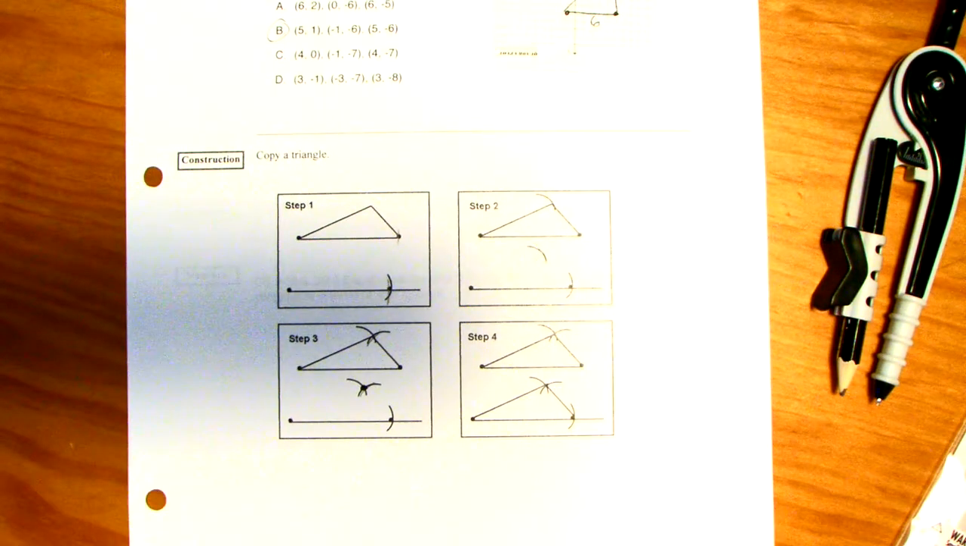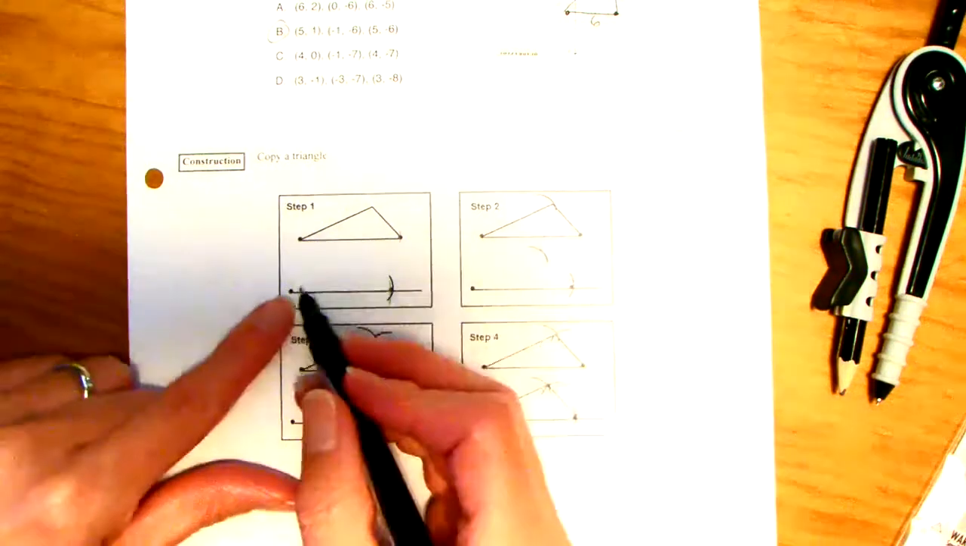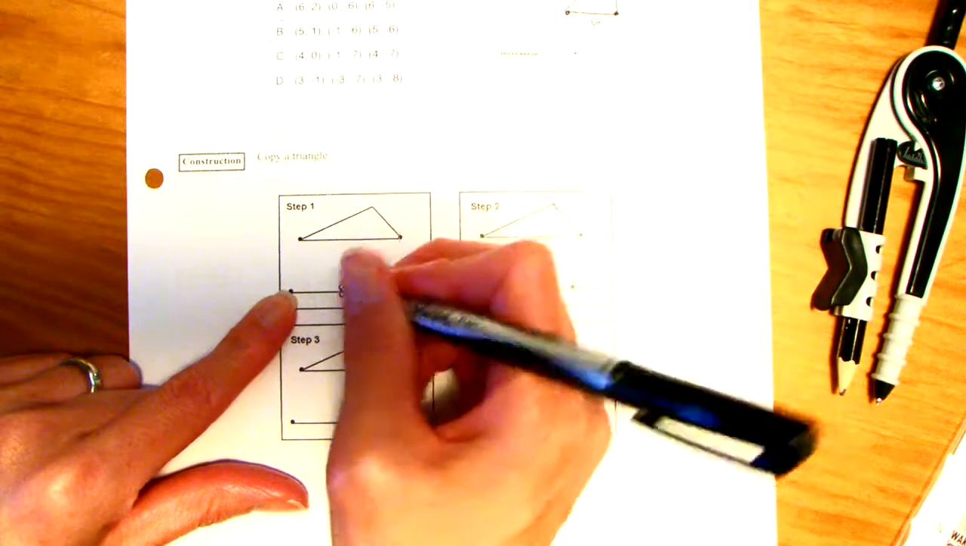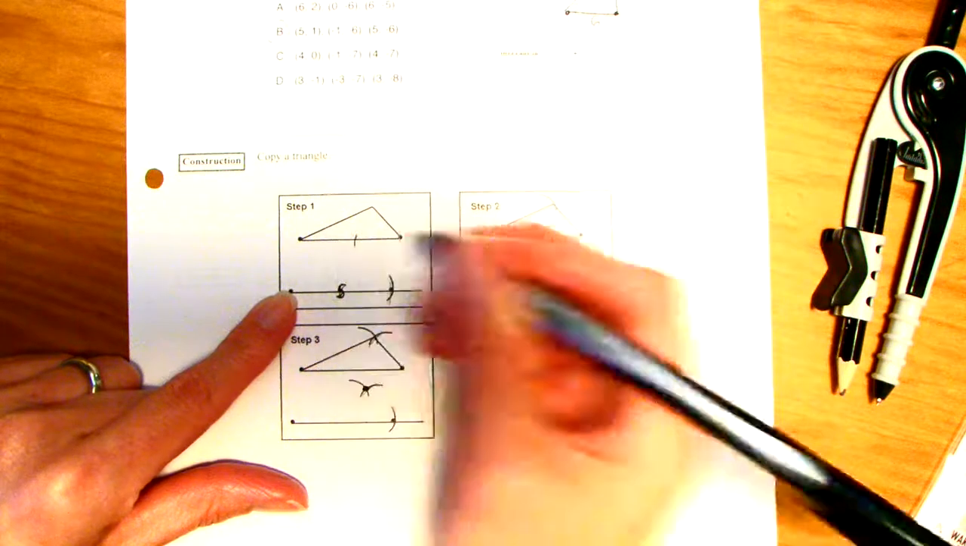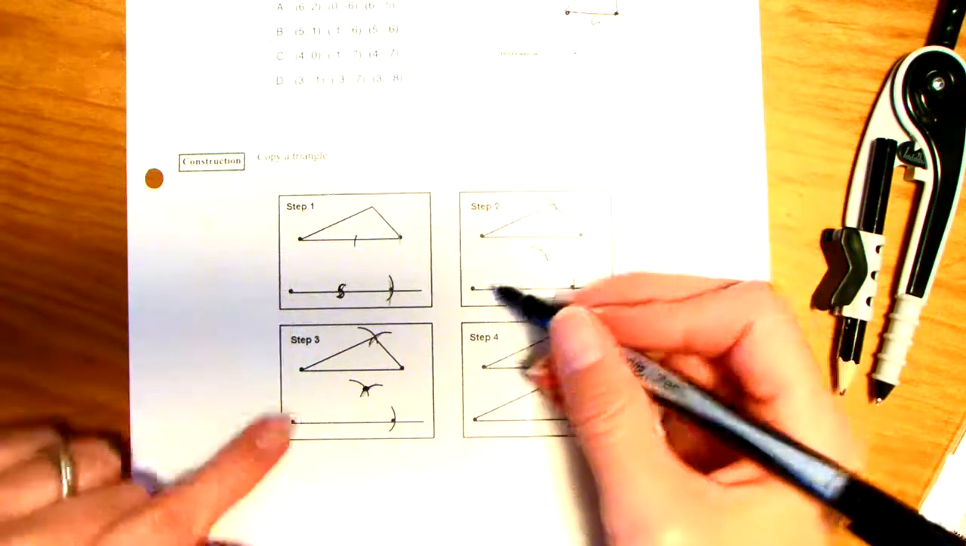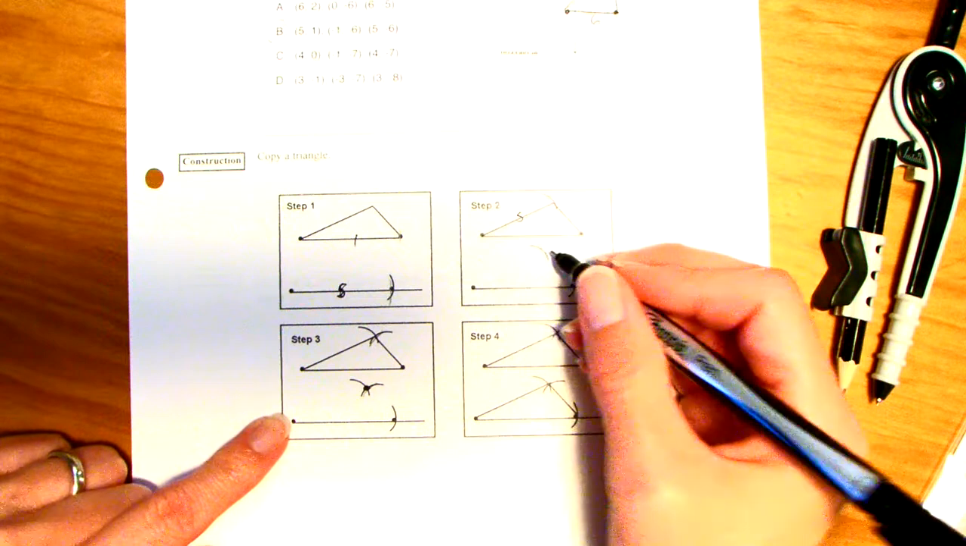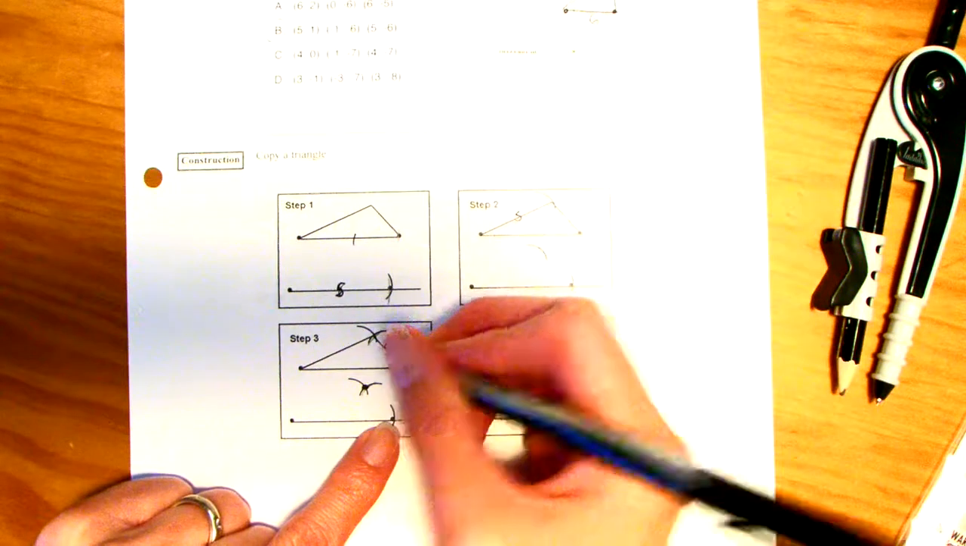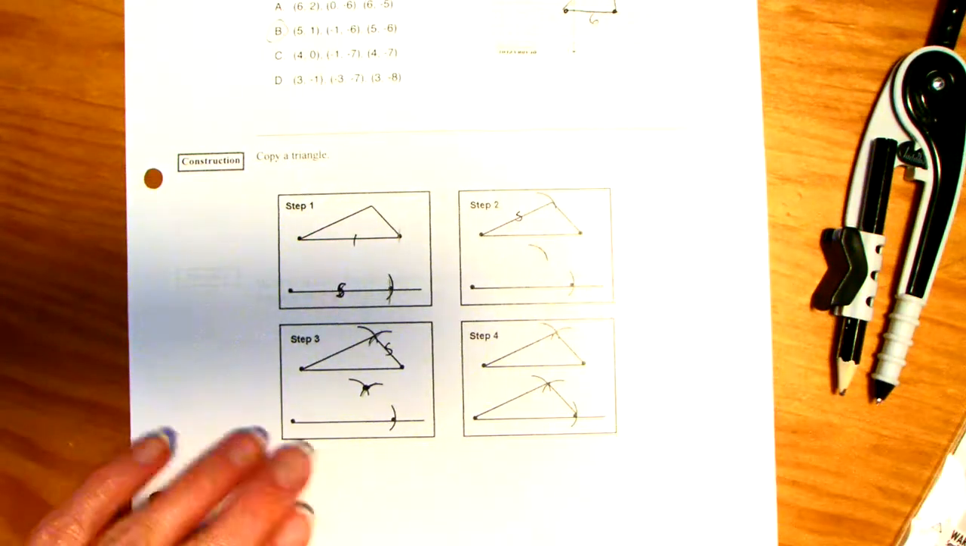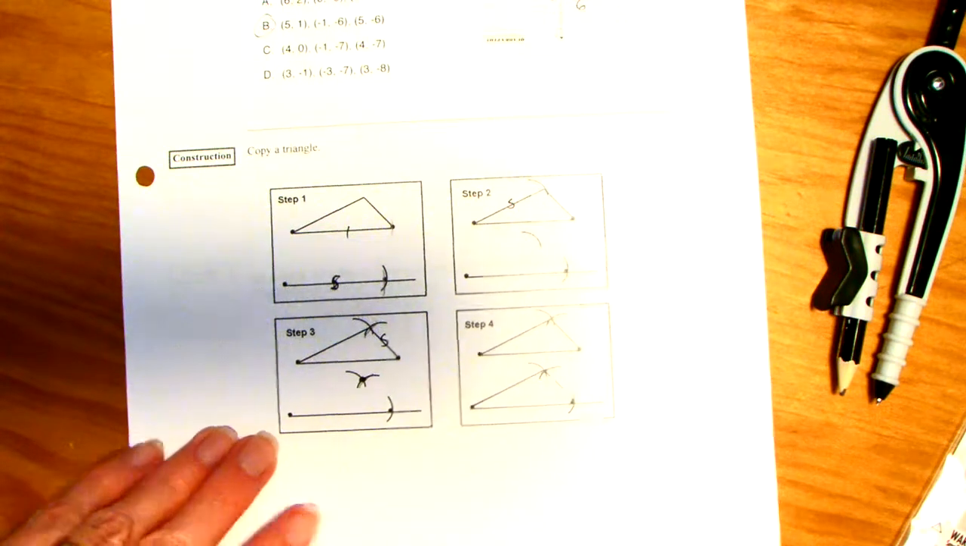And how did we do it? Let's think about this. First I found this side. Oh, I want to put an S. And then I measured out this side. And then I measured out this side. So what did I do? Side, side, side. So we did a proof using the information that we know.